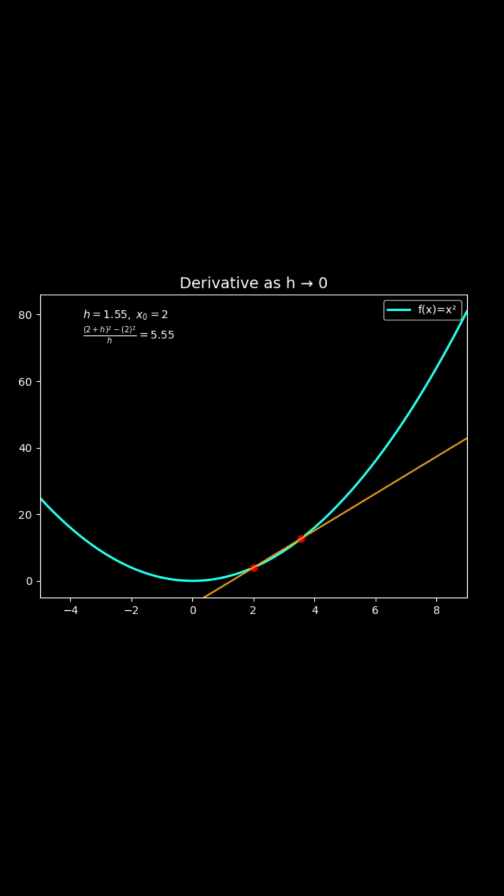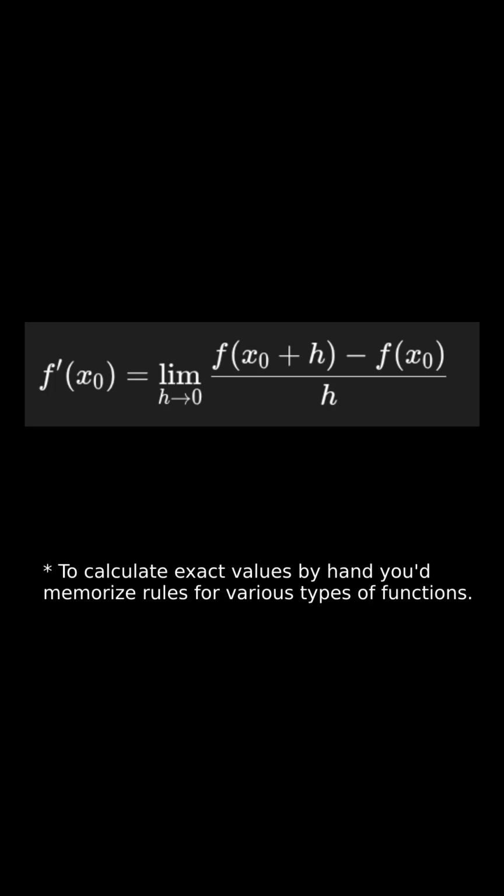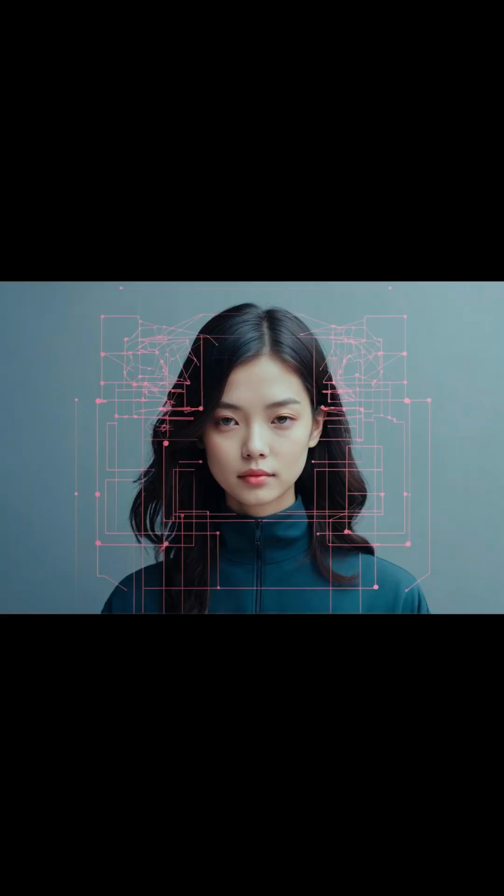This is where the concept of limits comes in. The derivative is then expressed with this equation. The exact numbers aren't what's important. What matters is that the derivative tells us how fast the function is changing and in which direction. So, how is this useful for training machine learning models?